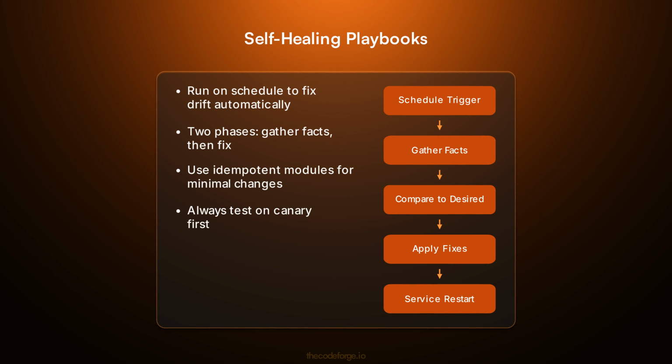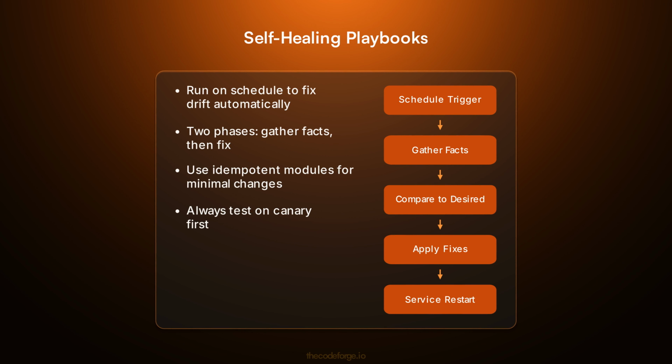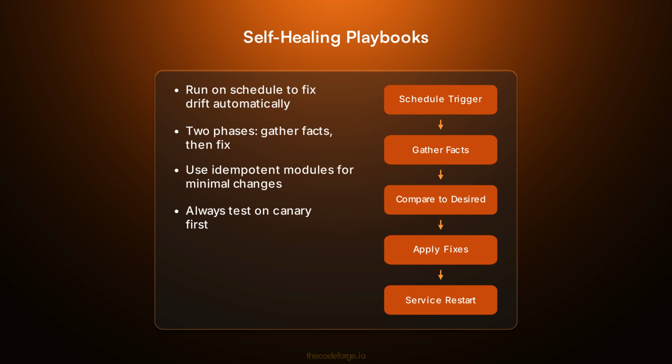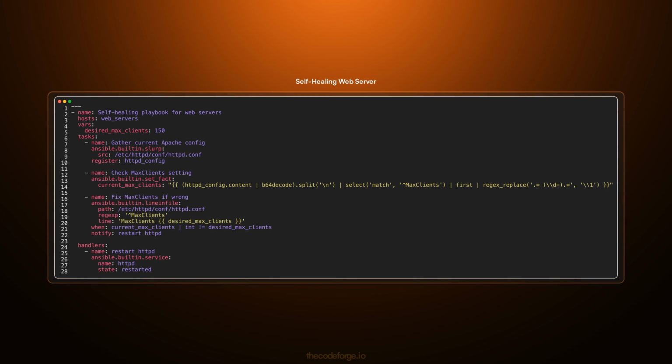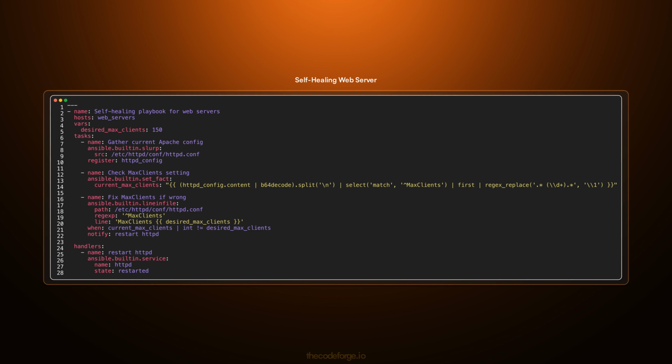Detection is useless without remediation. A self-healing playbook runs on a schedule and fixes any drift it finds. The key is idempotence. The playbook should only change what's wrong and leave everything else alone. Design your playbooks in 2 phases. First, gather facts, then use modules that compare desired versus actual state. This self-healing playbook for web servers gathers the current Apache config, checks the max client setting, and fixes it if it doesn't match the desired value. It only restarts Apache when a change is made.